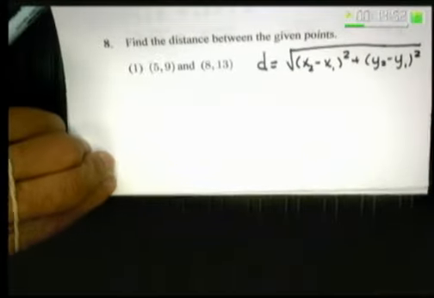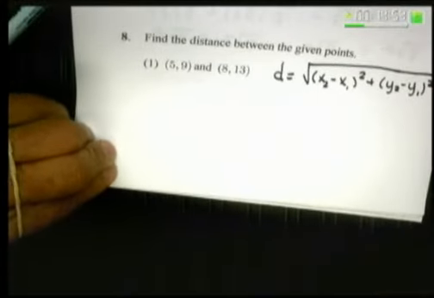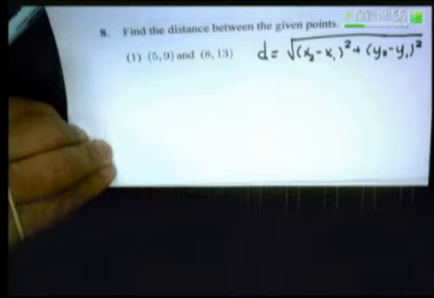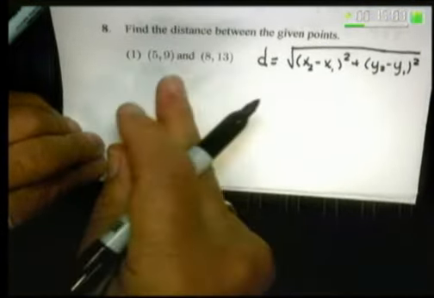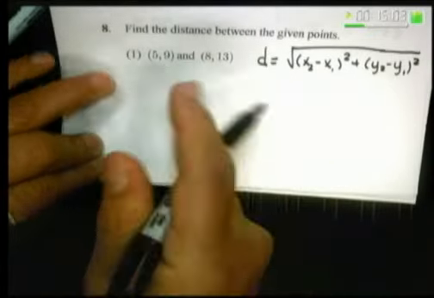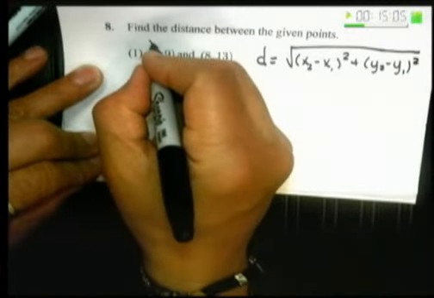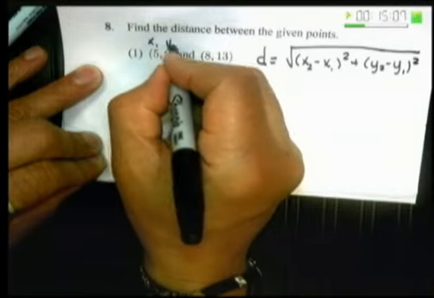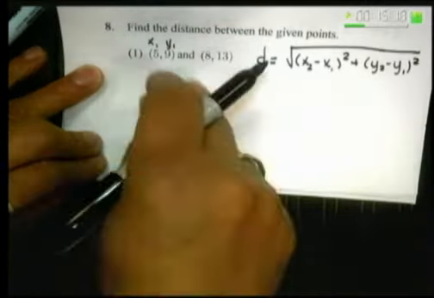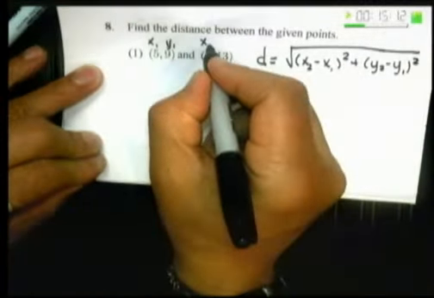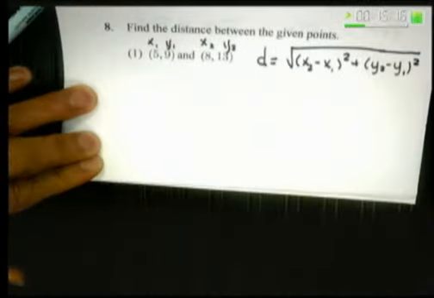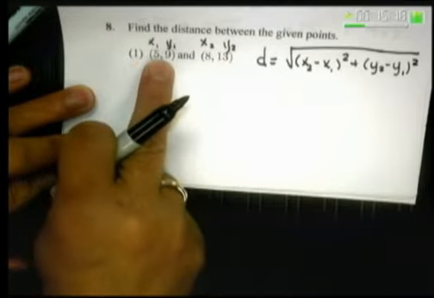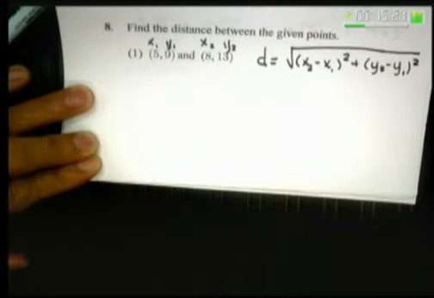The first thing I would do if I were you is label my x's and my y's. It doesn't matter which one you call x1, y1. I like to say this is my first point, so that must be x1 and that must be y1. I'll call the second point x2 and y2. You can do that vice versa. You can name this one x2, y2, and this one x1, y1. That doesn't matter. It'll work out the same either way.